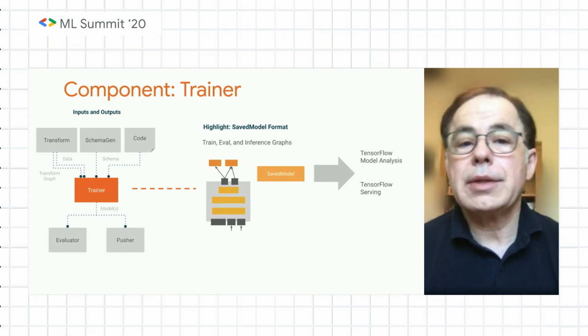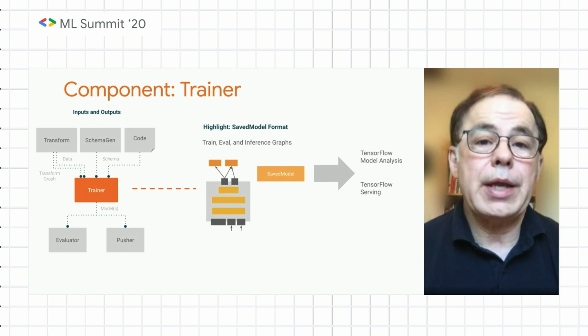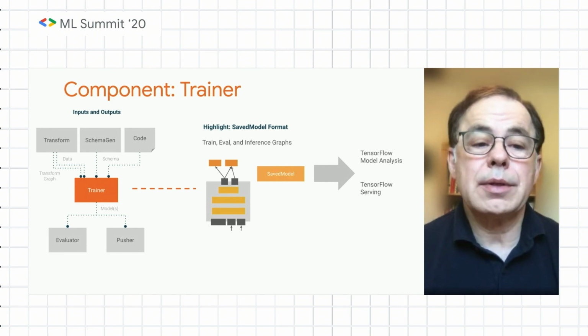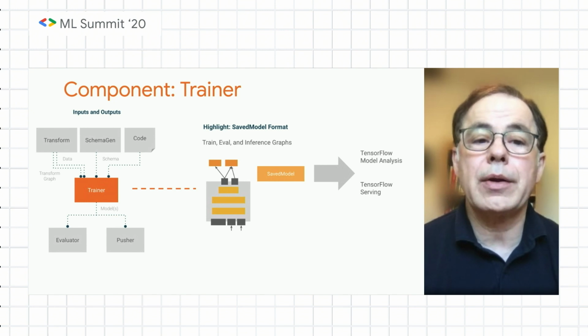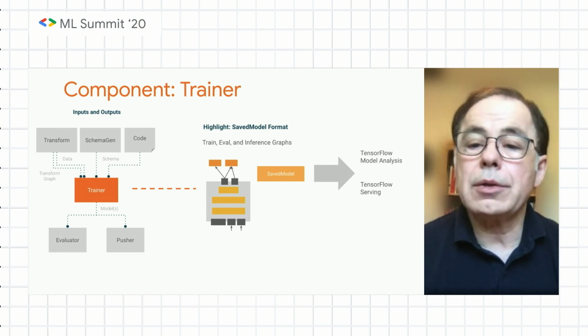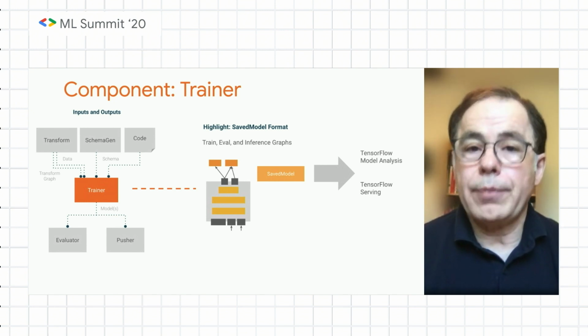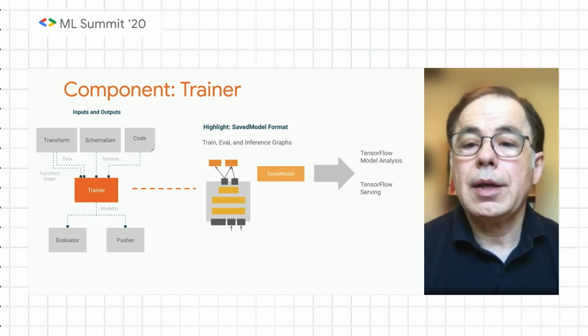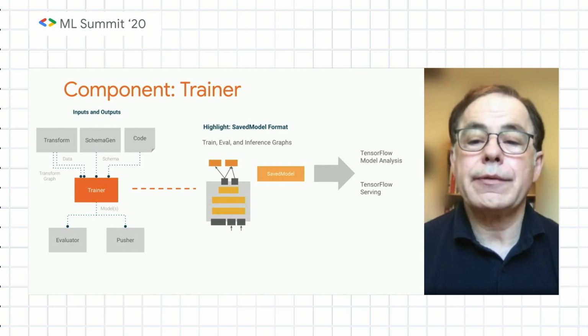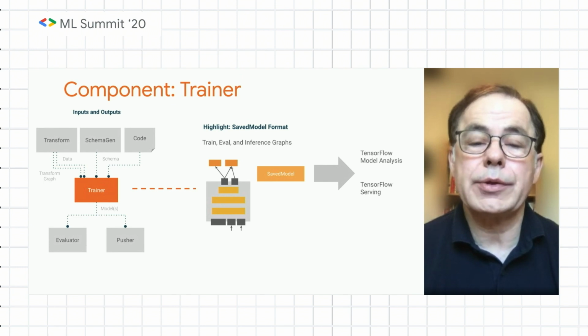Trainer is next, and Trainer is going to train your model. So it's taking the input from Transform, including that graph we talked about, and it's going to take your model code and train it and probably produce a saved model, which then gets used by TensorFlow Model Analysis and TensorFlow Serving.